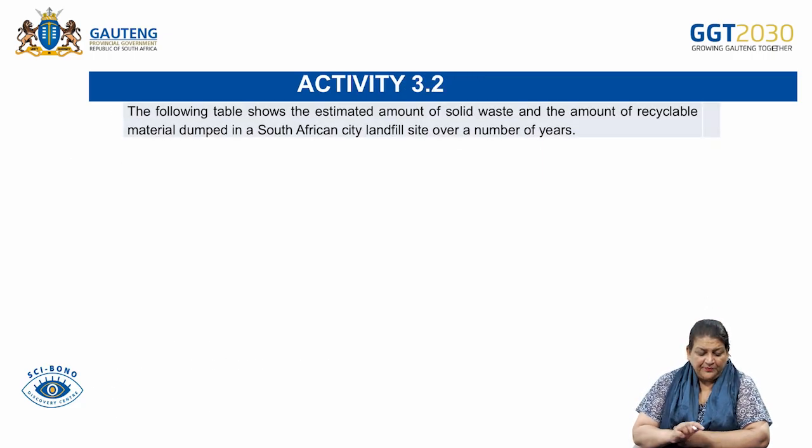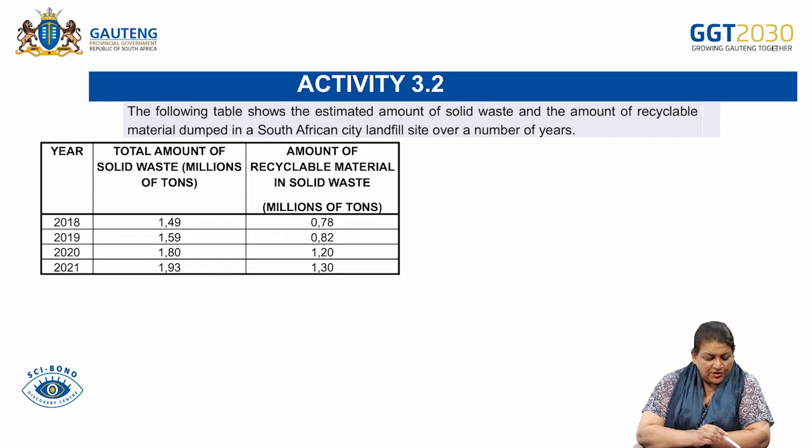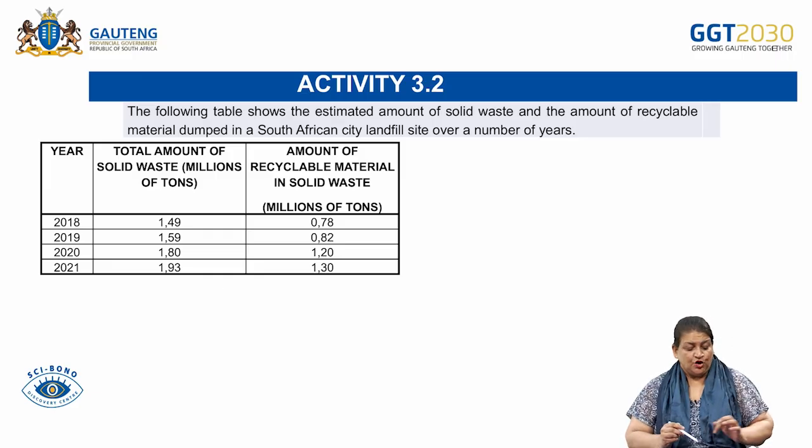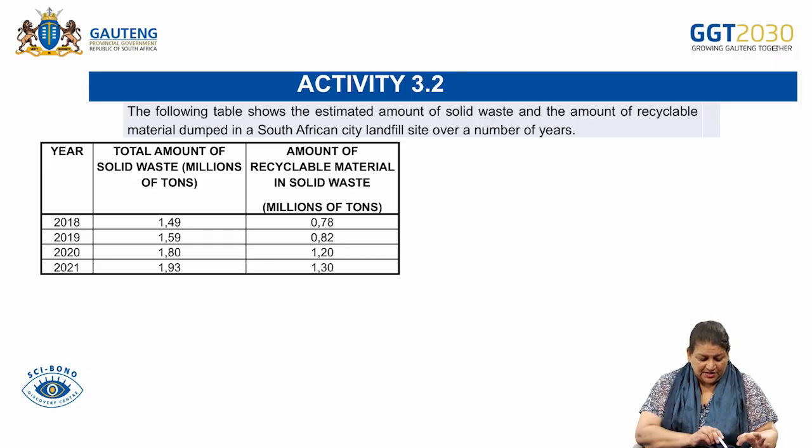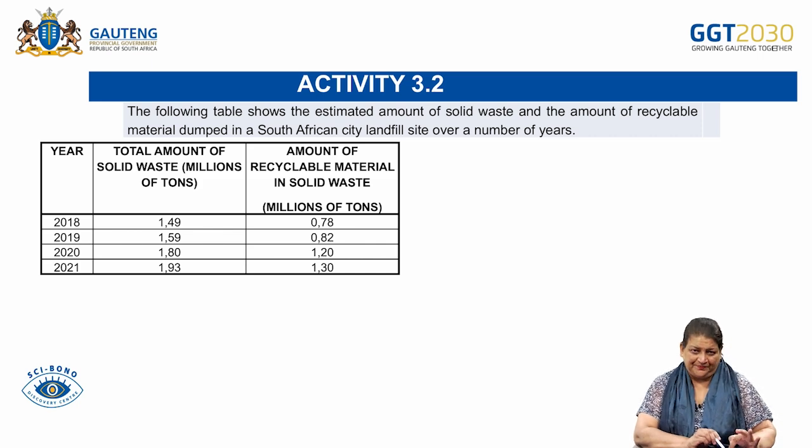Let's look at the next one. The following table shows the estimated amount of solid waste. Here you can see from 2018 to 2021, the amount of solid waste is increasing from 1.49 million tons. In 2021, which is about 4 years ago, there were 1.93 million tons of waste. So from 2018 to 2021, in a period of 3 years, can you see the amount of waste is almost doubling?